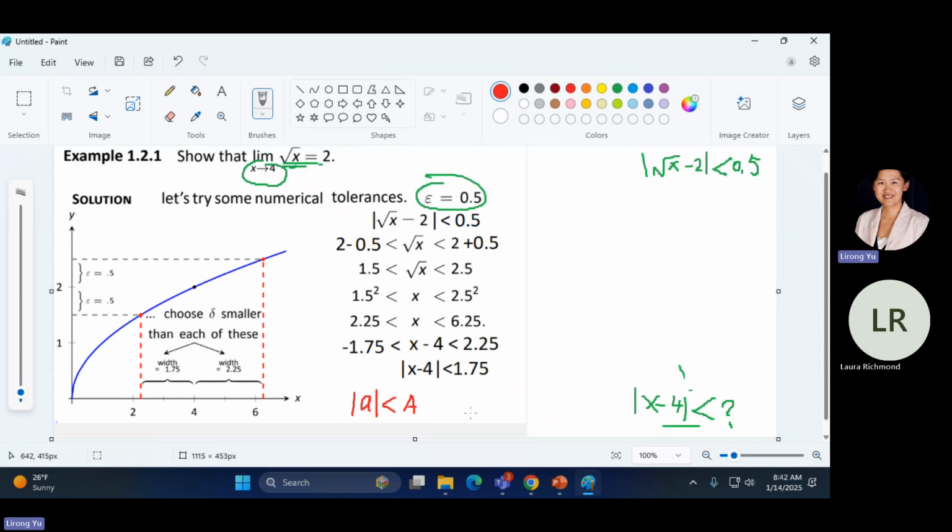Okay, so if you have absolute value of something less than a positive number, how do we unwrap the absolute value? The easy process is to look at a number line. So there's a number line. Let's say absolute value of x is less than 5. What does it mean? It means x will be less than 5 and bigger than negative 5.